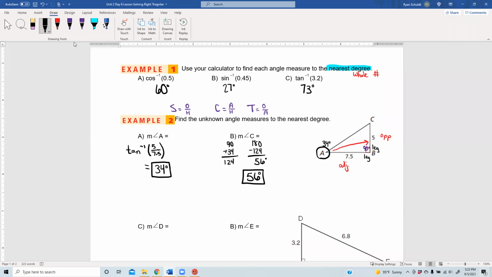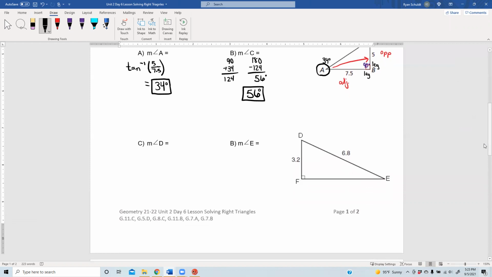Okay, let's look at the next triangle. On the next triangle, they want us to find the measure of angle D. So we're going to circle angle D because that's what we're finding. Then, next step, label your legs. Let's see what they give us. This 3.2, it's a leg. Is it opposite, meaning is it across from it, or is it adjacent to it, meaning is it next to it? It's adjacent. The 6.8 is our longest side, so it's our hypotenuse.